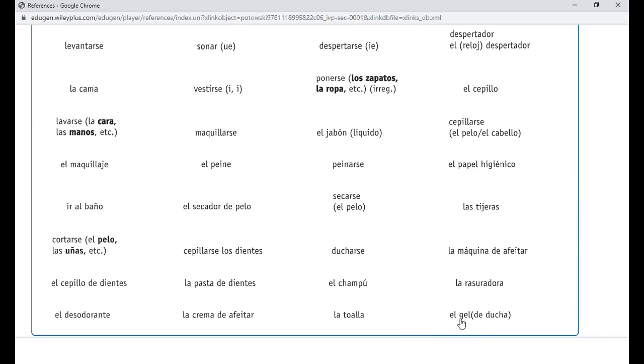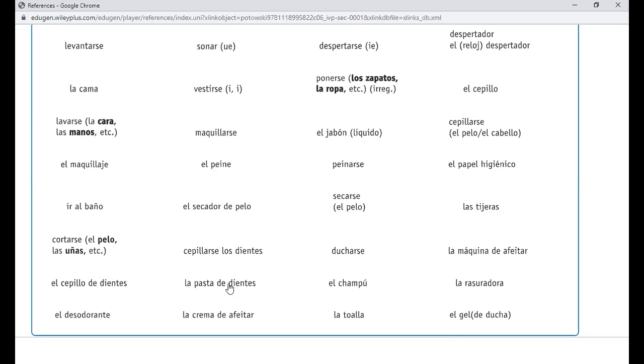¿Qué haces con el gel? El gel. ¿Qué haces con el gel? En inglés se dice gel, pero en español es el gel. El gel. Bañarse. ¿Qué haces? What do you do with it? ¿Qué haces con el gel? Ducharse. ¿Qué haces? What do you do? You have to answer from the I point of view. Yo me baño. Yo me baño.